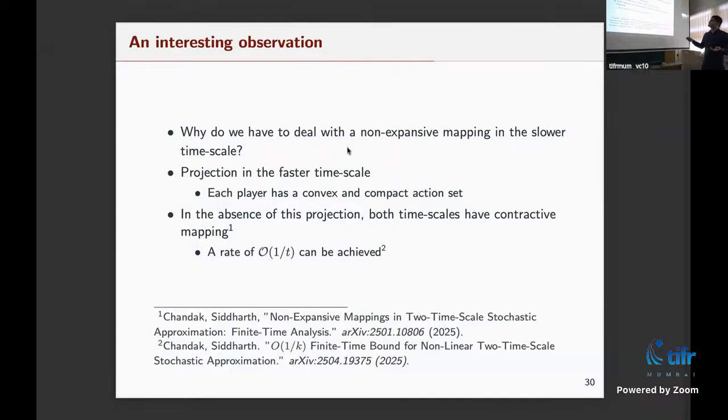In this case, it brings down the convergence rate from 1 by k to 1 by k power 1 by 4. So, yeah. Any questions about the first scenario?